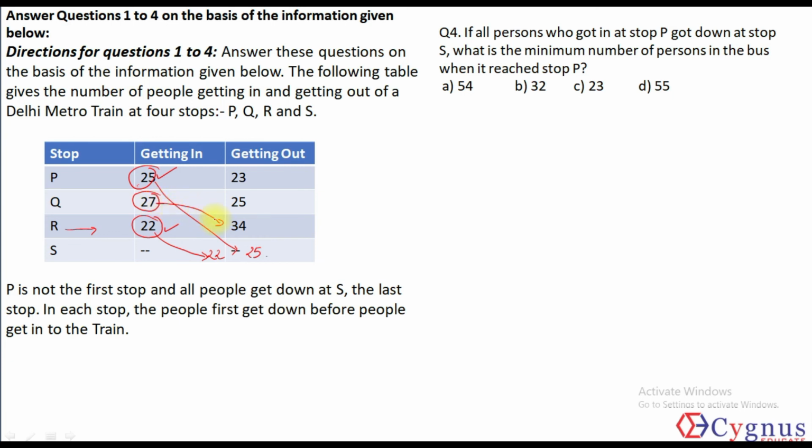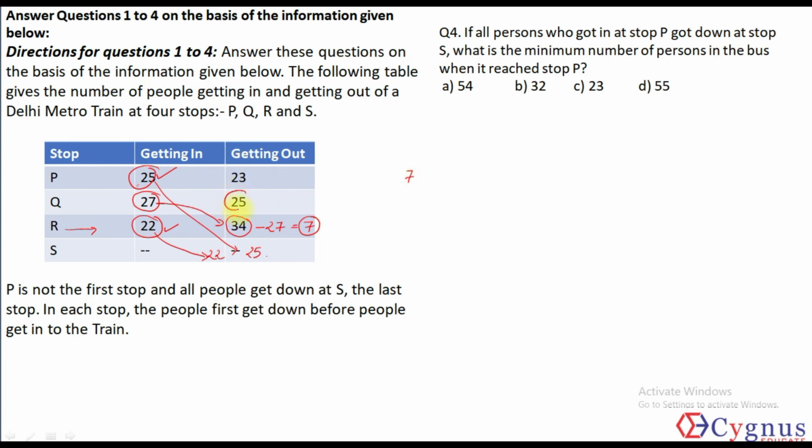They'll have to get down at stop R because 34 people got down at stop R. Out of these 34, 27 are the people who will get in at Q. Still, I'm short with what? 7 more people. Now, who are these 7 people? They must have got in before P. Yes or no? So I'll get these 7 people.